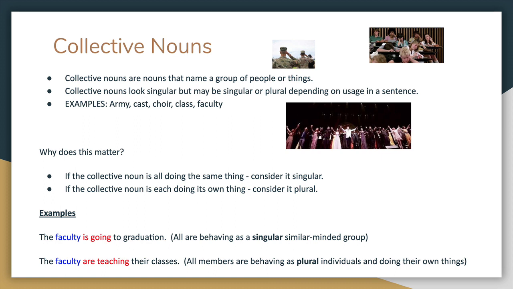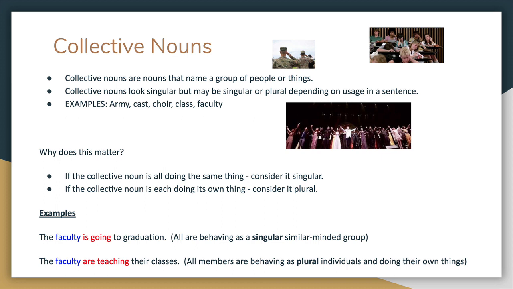So if you use a collective noun in the singular, you'll need to choose the singular form of whatever verb you're trying to use. Conversely, if the collective noun is each doing its own thing, every member of that collective noun is doing something different, then you write it in a sentence as if it were plural. And here are a couple of examples.